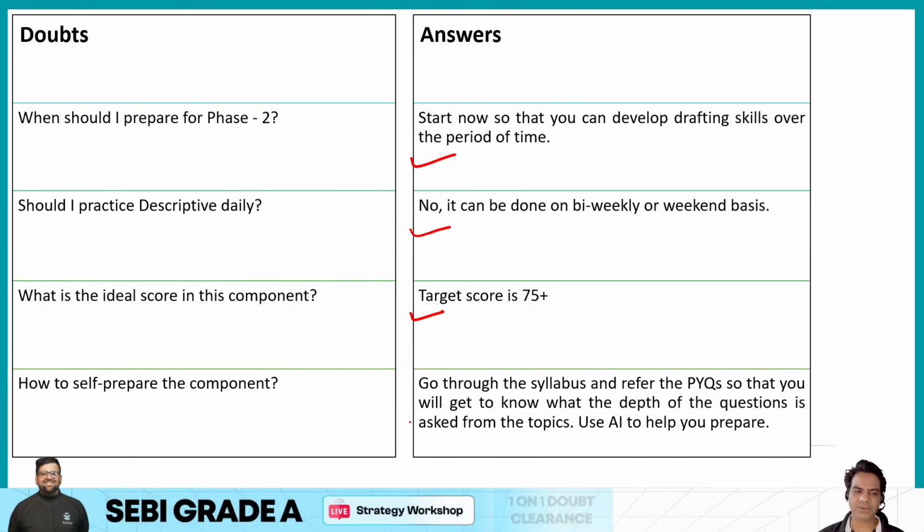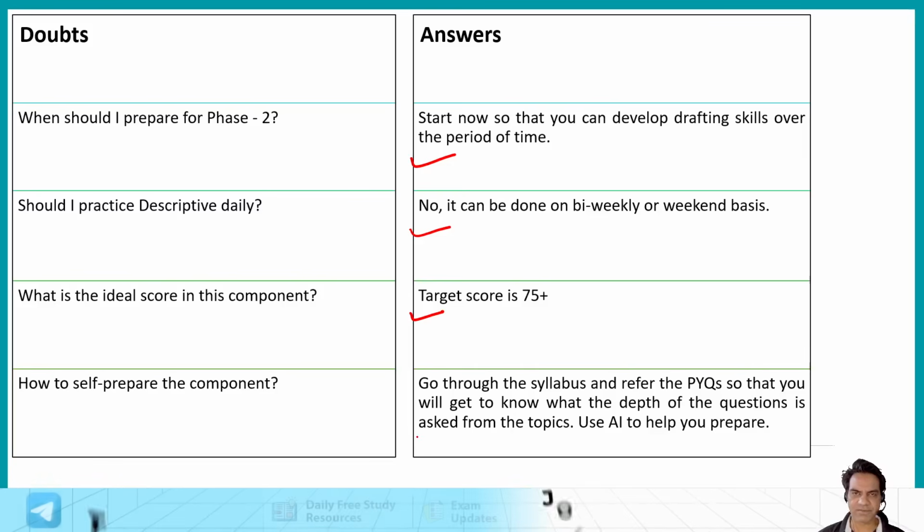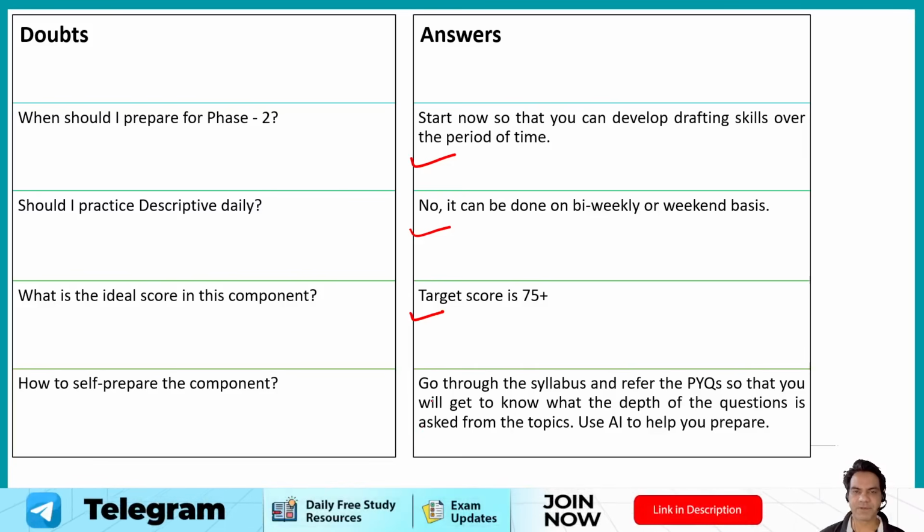And how to do self preparation in the component? Guys, go through the syllabus and refer to the PYQ so that you get to know what the depth of the questions is, and what you need to prepare for in such topics, and use AI to prepare yourself for this, guys, if you're doing self preparation this year.